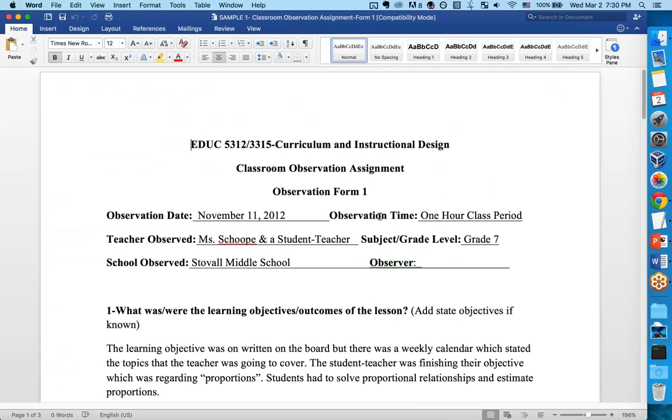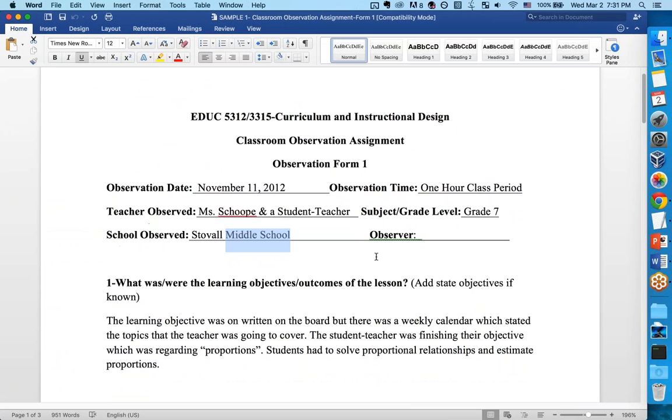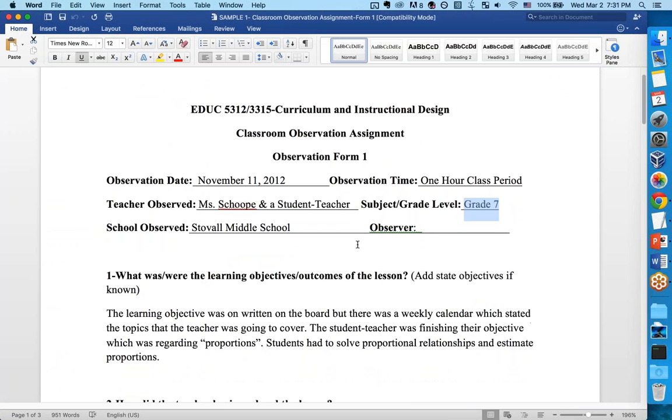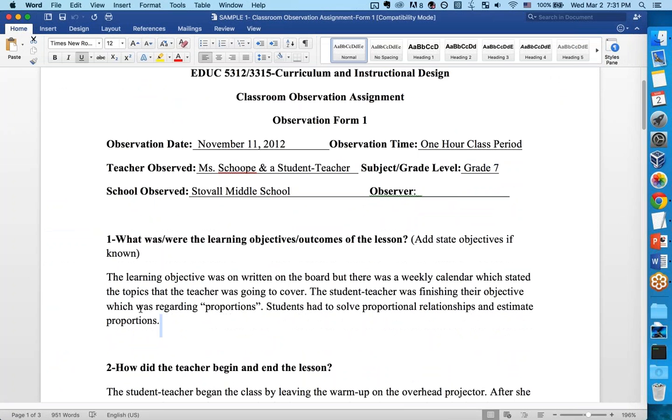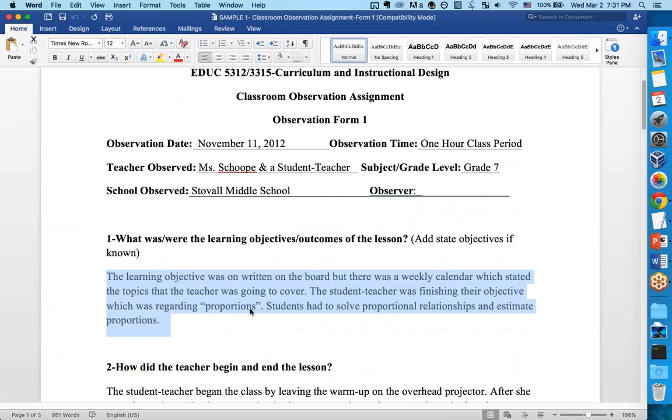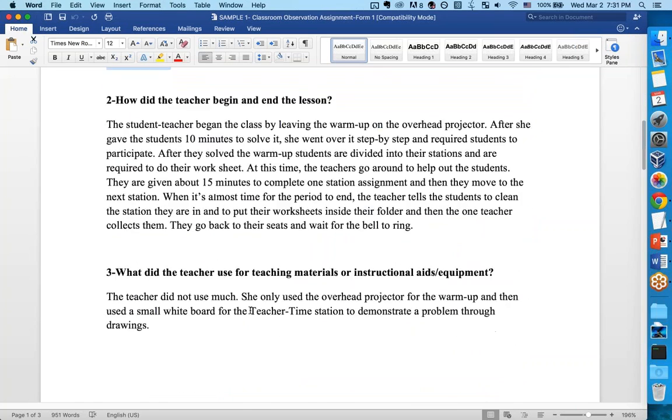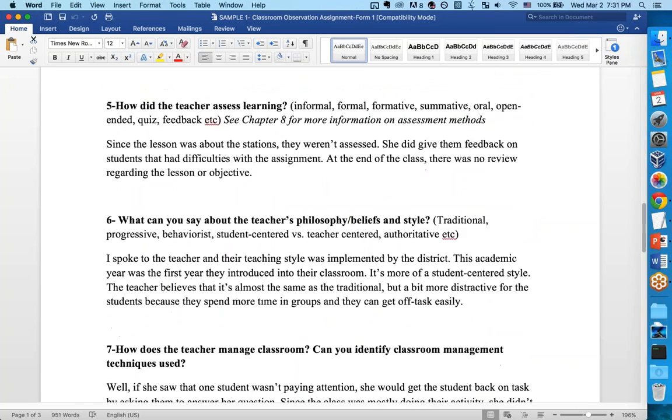All right, so this particular observation was in a middle school, 7th grade. And here are sample answers. I'm not going to read them to you. You can take a look at them in detail, but this is how you can fill out this form.